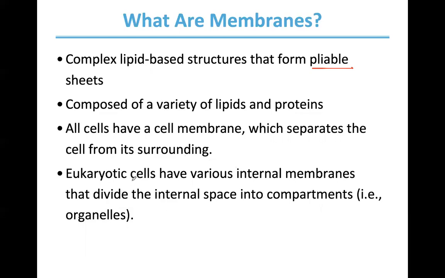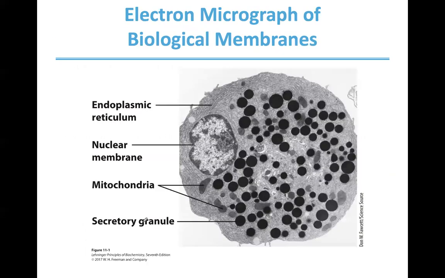Also, eukaryotic cells have various internal membranes that divide the internal space into compartments. We know we have lots of organelles inside our cells, and these organelles have their own molecules and particles which belong inside. These organelles do not want to release them, so they use biological membranes.